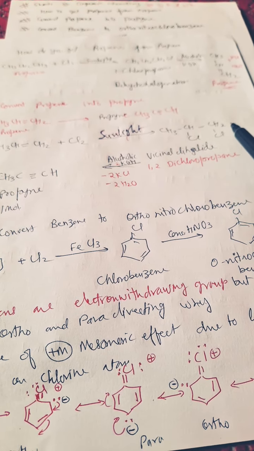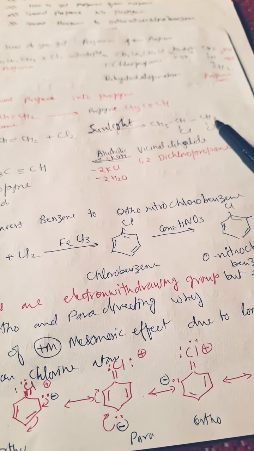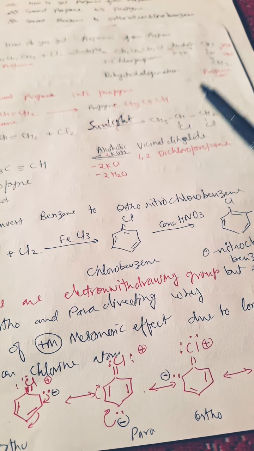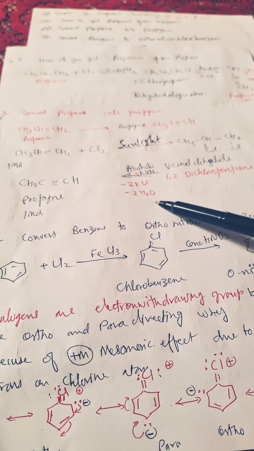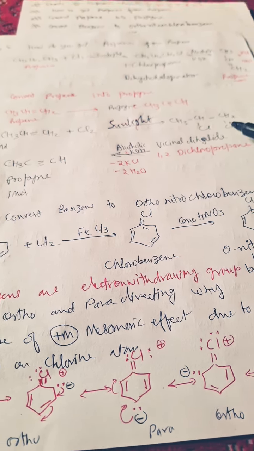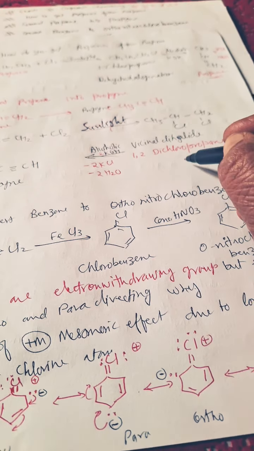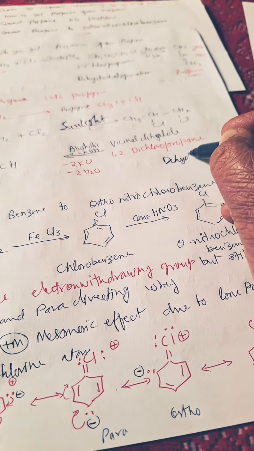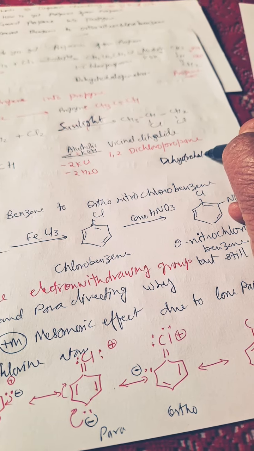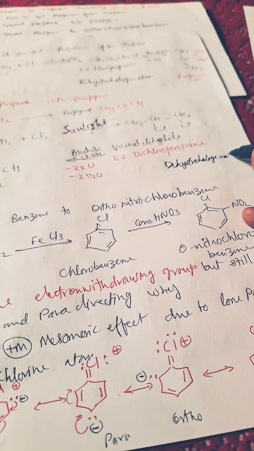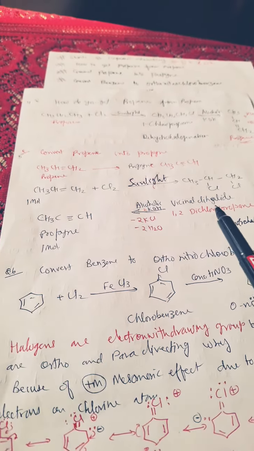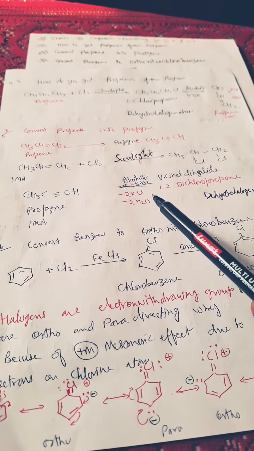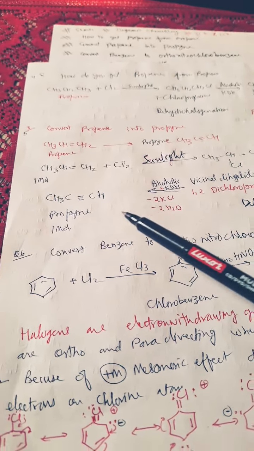Cl from here and adjacent hydrogen from here is lost. Cl from this carbon and hydrogen from the adjacent carbon. So 2 moles of KCl, 2 moles of water will be lost. This is also dehydrohalogenation. What is this reaction called? Dehydrohalogenation. Okay, so we will get propyne after this. After dehydrohalogenation, water and KCl will be lost and we will get propyne.